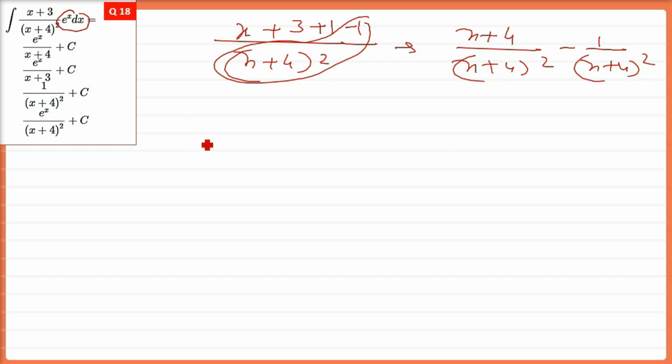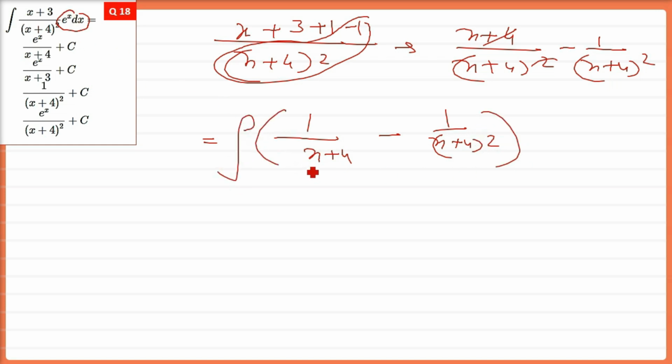I have added a 1 that will make it x plus 4. The subtracted 1 will be a separate term. So we have x plus 4 and x plus 4 get cancelled. So only 1 by x plus 4 will remain in the first term. The second term remains negative 1 by x plus 4 whole square. And this is the only simplification of the first part. Second part is e raise x here.